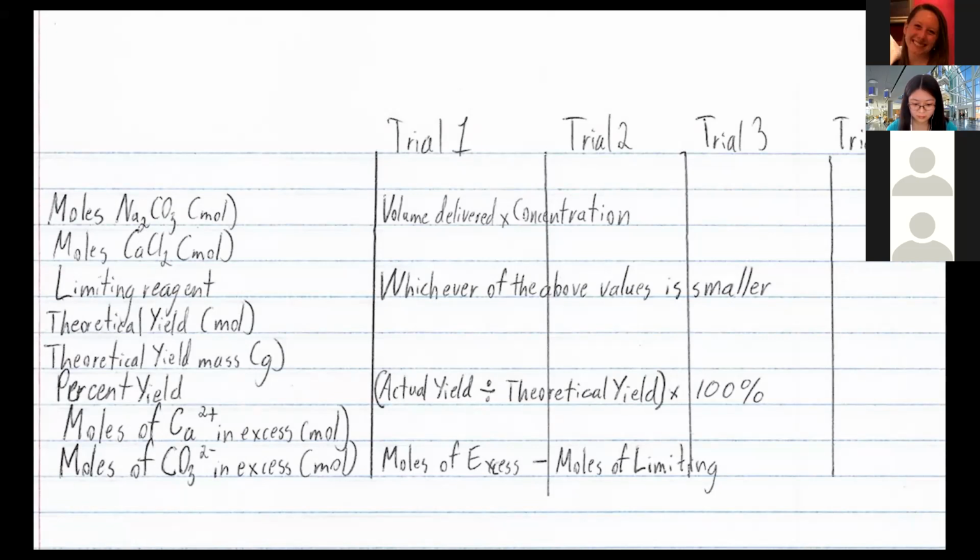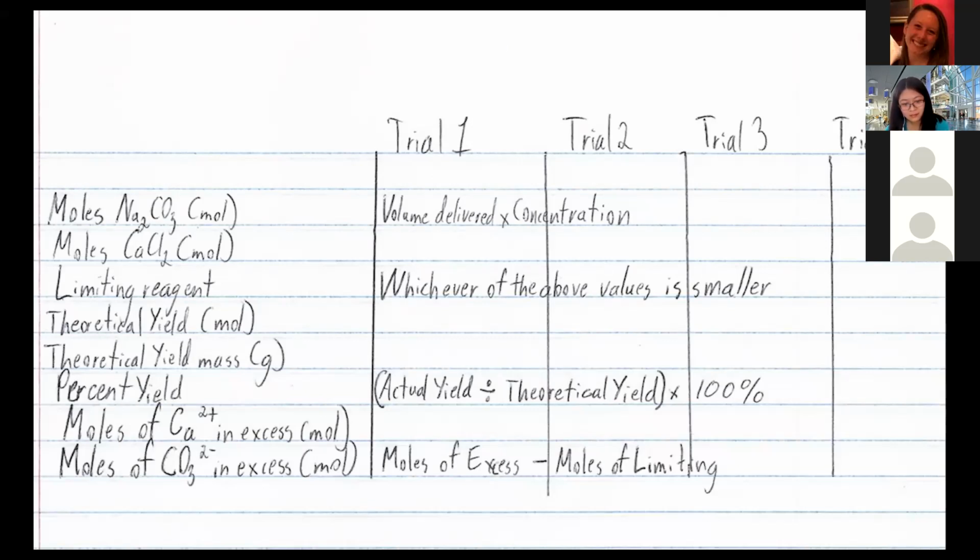This will be determined by calculating the number of moles of each reagent put into each reaction. Whichever reactant or reagent has the smaller number of moles is the limiting reagent. We're also going to be including your theoretical yield in terms of moles and mass. We'll be reporting your percent yield, which is calculated by dividing the actual yield in terms of mass by the theoretical yield in terms of mass as well, and multiplying it by 100%.